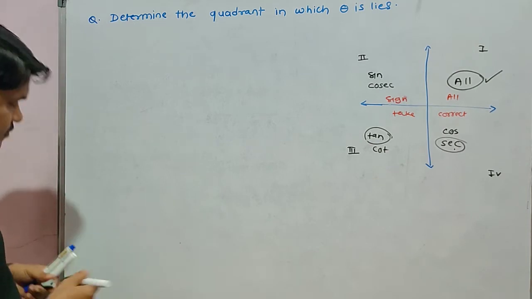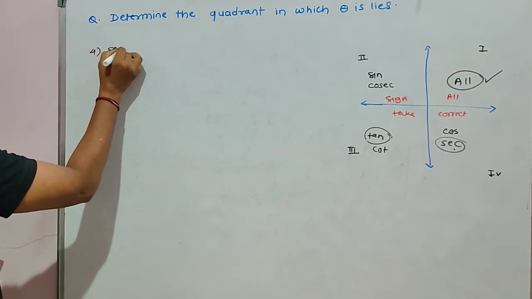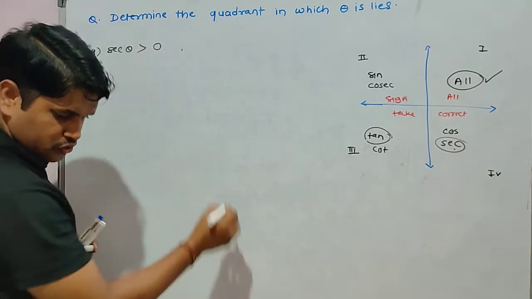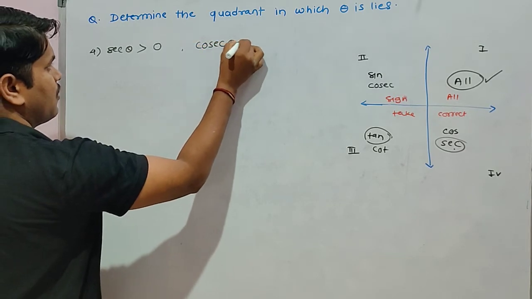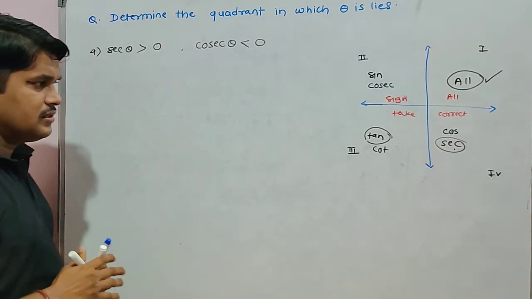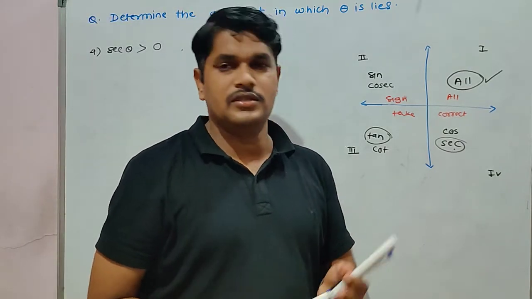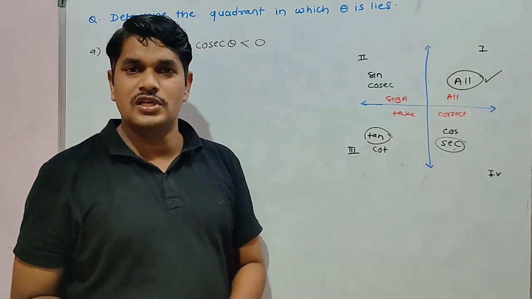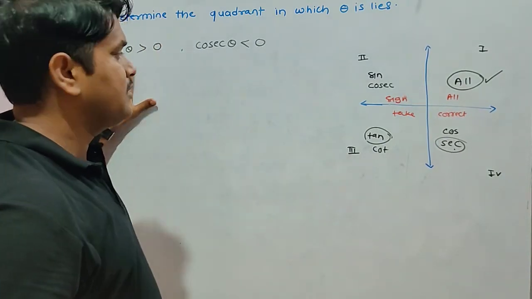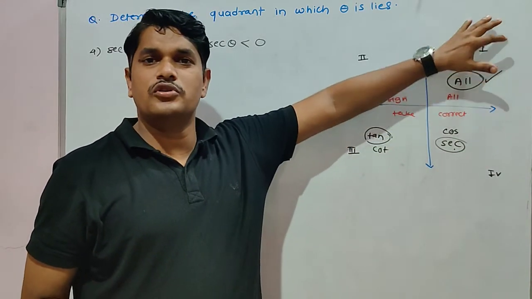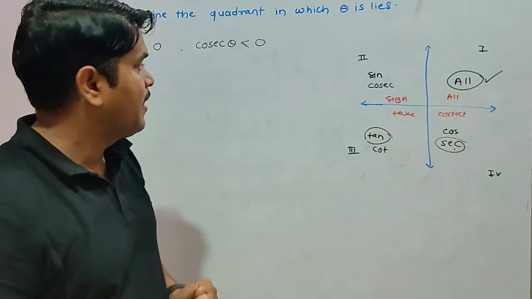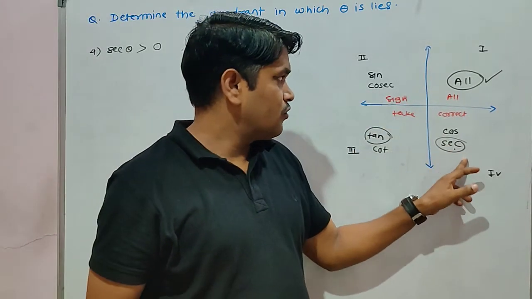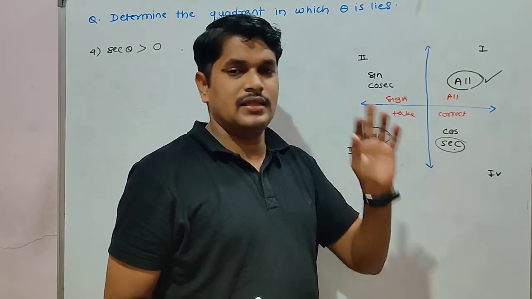Sec theta, fourth one. Sec theta is greater than 0 and cosec theta is less than 0. So one is positive, other one is negative. Greater than 0 means what? Positive. Less than 0 means what? Negative. So in which quadrant is sec theta positive? Positive is in first quadrant. In the first, everything is positive. And in which other quadrant is sec positive? Sec is positive here. So in first and in fourth quadrant sec theta is positive.